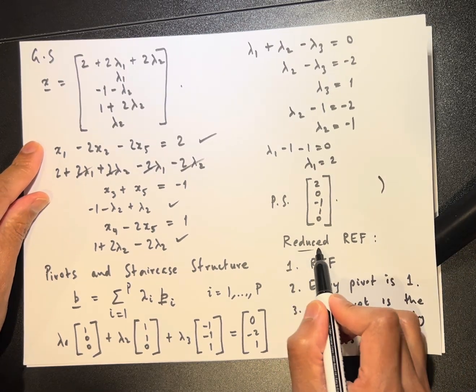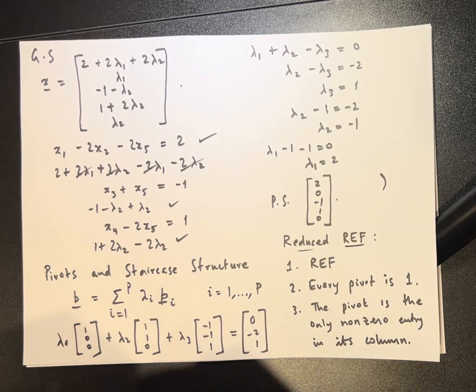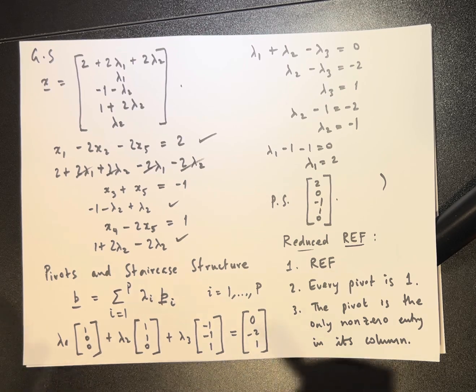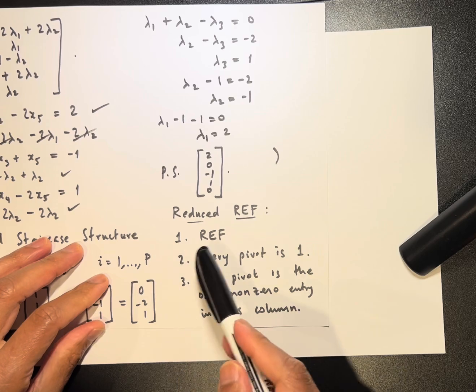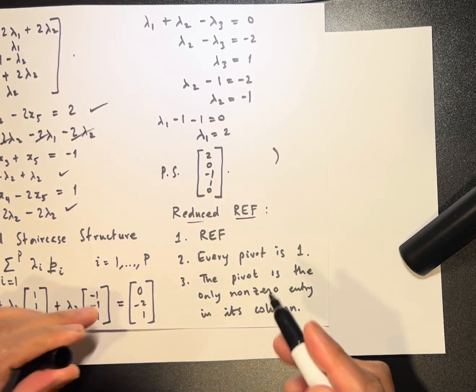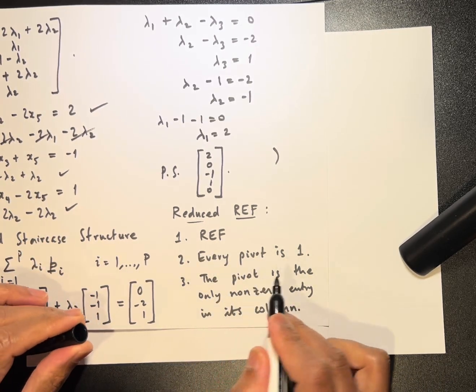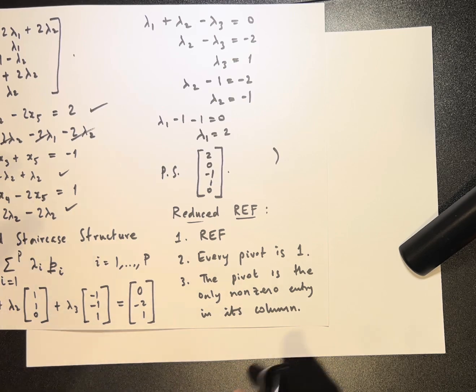Okay, and this is very important. Reduced row echelon form is also known as row reduced echelon form, or it's also called row canonical form. All right, so that's the reduced row echelon form, or RREF.